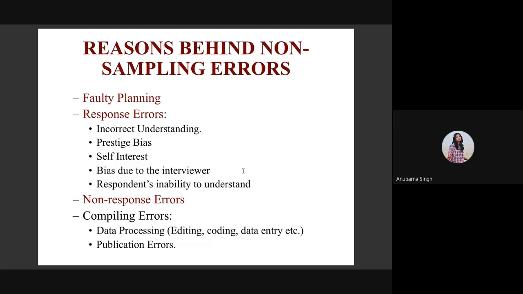There are different kinds of reasons, as we were talking about non-sampling errors. Obviously, non-sampling errors also happen for reasons like non-response. There are response errors also. In one case, there can be incorrect understanding. Incorrect understanding can happen on both parts, both sides of the table, right?